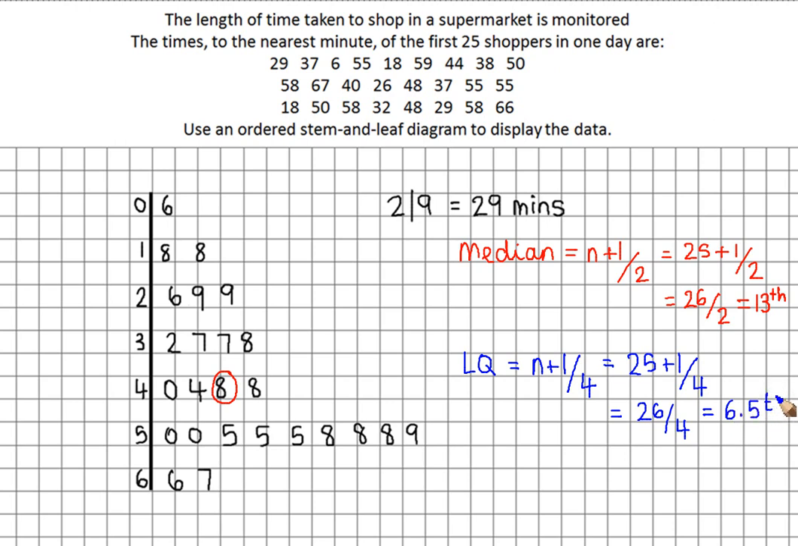Now obviously we haven't got a 6.5th bit of data, we've got a 6th and a 7th, so we've got to find our 6th and 7th and find what's halfway between the two. So 1, 2, 3, 4, 5, 6. So 6 is there, 7 is there, so we want halfway between 29 and 32. So remember, to find halfway, if you're not sure, add the two together and divide by 2, so that's 30.5.